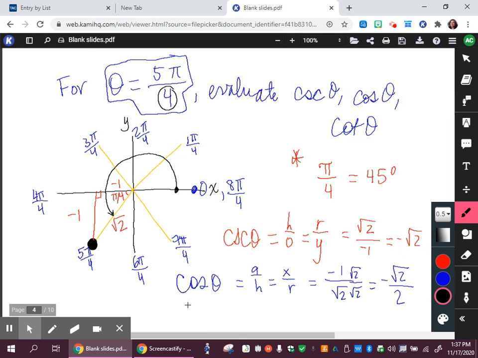And last, cotangent theta, which is opposite over adjacent. No, it's not. Cotangent is actually adjacent over opposite, or x over y, okay? My x value is -1. My y value is -1. And a negative divided by negative is positive, so that is what we're going to get, okay?